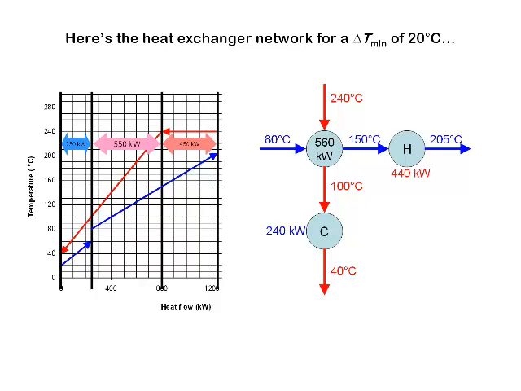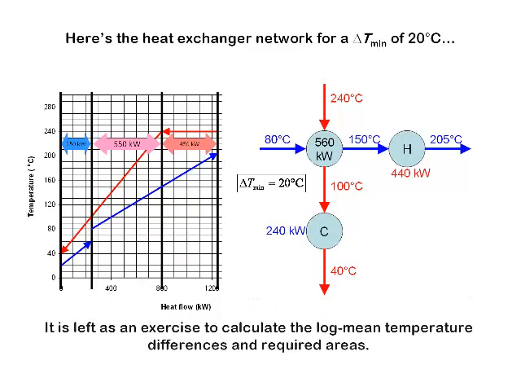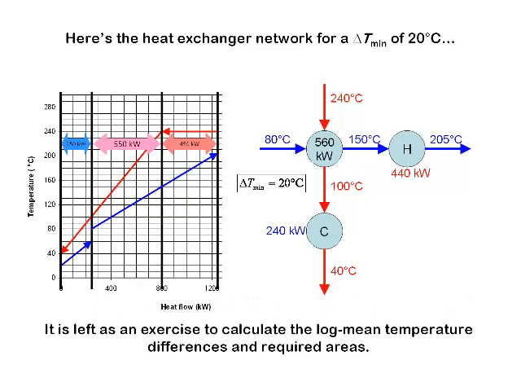And here's the heat exchanger network that we would get for a delta T min of 20 degrees, and you can do the calculations to satisfy yourself that those temperatures and rates of heat transfer all work out. The delta T min at the cold end of the heat exchanger is now 100 minus 80, which is 20 degrees, and it's left as an exercise to calculate the log mean temperature differences for each of the heat exchangers and hence the required areas.